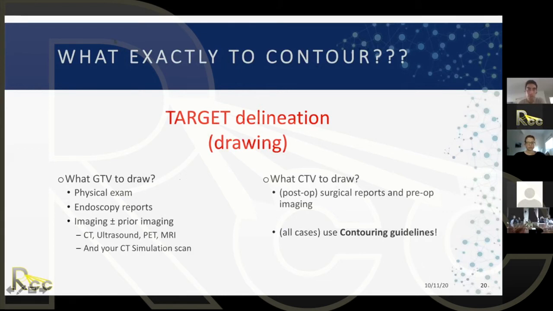For the CTV, let's say it's a case where the gross tumor was removed. So you don't see a GTV. How do you know what to draw? Look at the surgical reports. The surgeon might comment on where the tumor was touching. Were there any structures they saw that were involved? You want to make sure that you cover some of those with the CTV. Look at the pre-op imaging. And in all cases, we should use contouring guidelines.